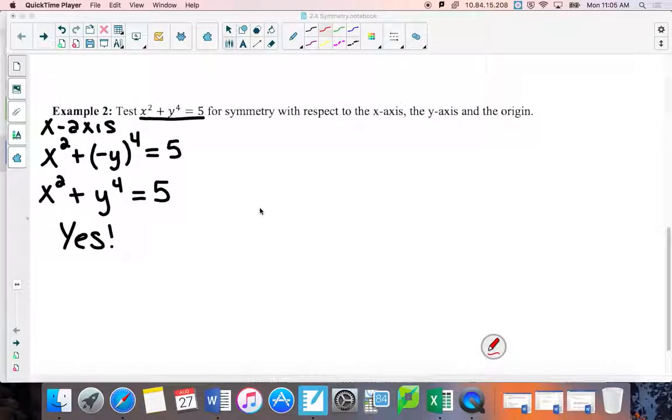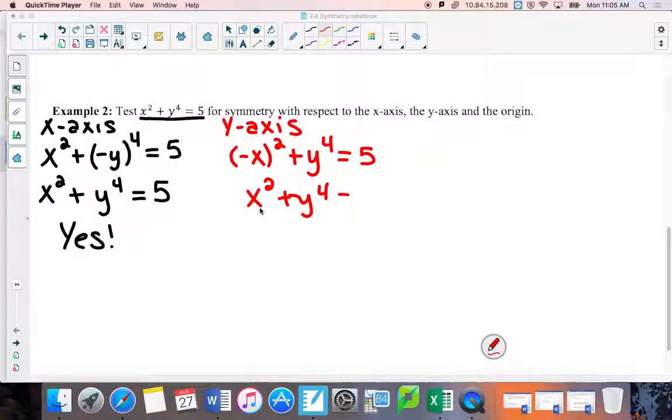All right, testing the y-axis. Replace x with negative x. Okay, so that negative is being squared, which would make it positive. So everything's identical to the one that's underlined in black. So yes, this is symmetric to the y-axis.